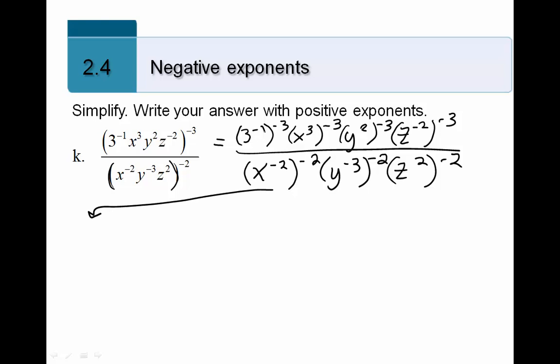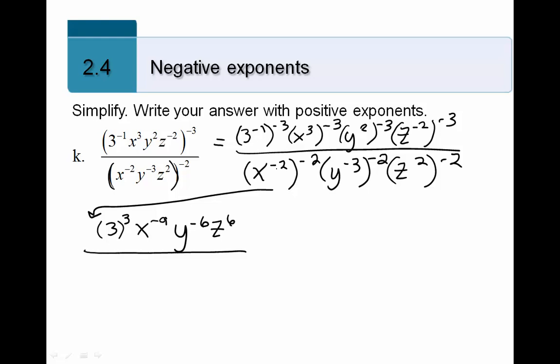So looking at your numerator, we have powers raised to powers in all of these, so we're multiplying our exponents. So we have 3 to the negative 1 times negative 3. That's going to be 3 to the positive 3. We're going to have x to the 3 times negative 3, which is x to the negative 9. We're going to have y to the 2 times negative 3, which is negative 6. And we're going to have z to the negative 2 times negative 3, which is positive 6.